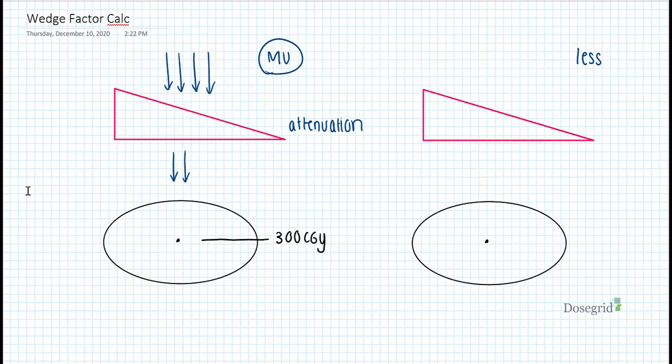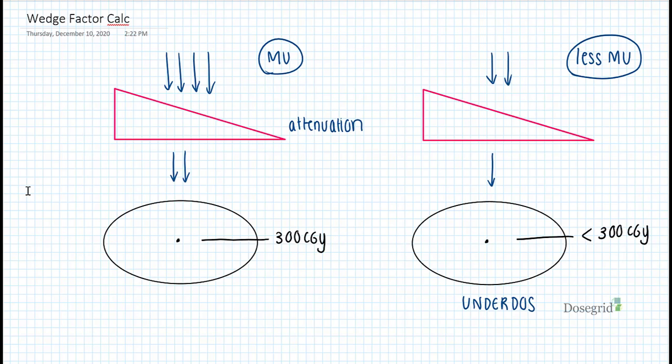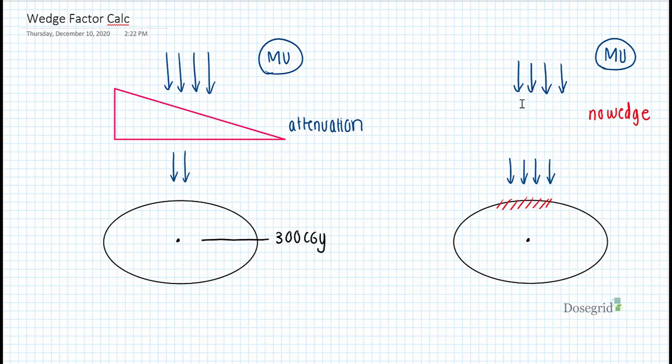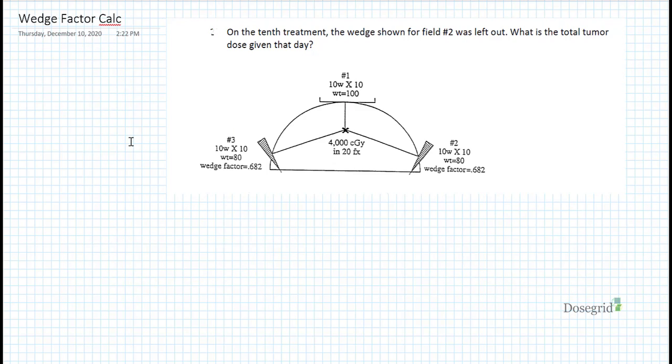If you don't increase the MU in the plan, but you treat with the wedge in, the patient will be underdosed. On the other hand, if you account for the wedge in the plan, but you forgot to treat with the wedge in on the machine, the patient will be overdosed. Now that you can logic your way through, let's try an example.